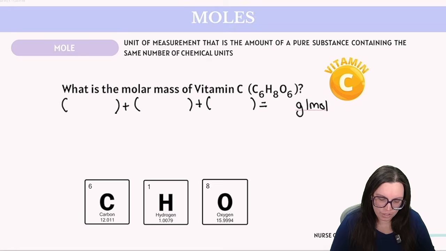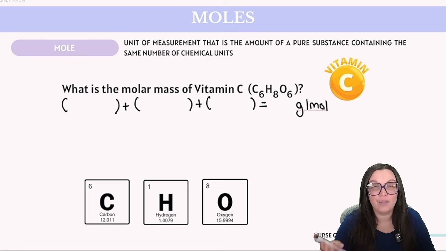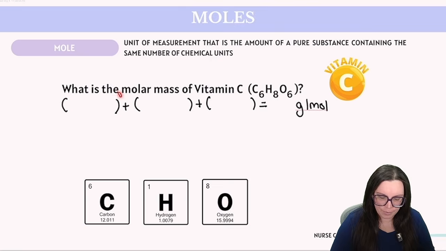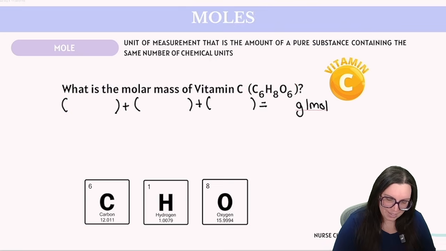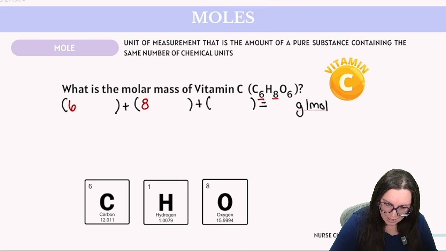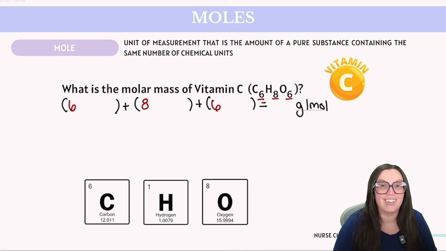So here we have the question: what is the molar mass of vitamin C? This is what I do. I start off by creating my parentheses and my addition in between each element that we're going to find in this particular unit. So I start by looking at my subscripts and I start putting in my numbers. So I have 6 carbon, I have 8 hydrogen, and I have 6 oxygen.